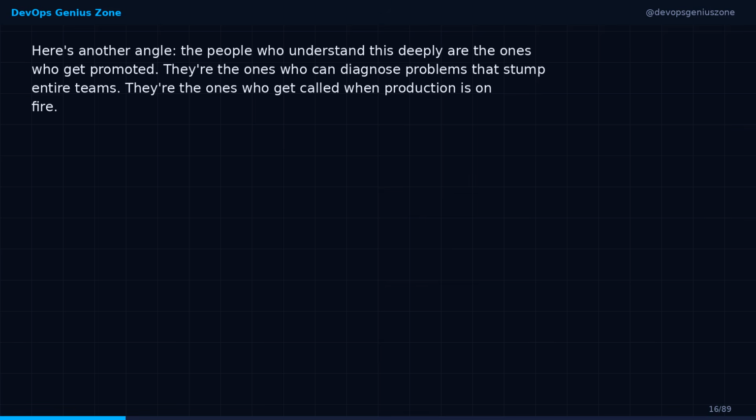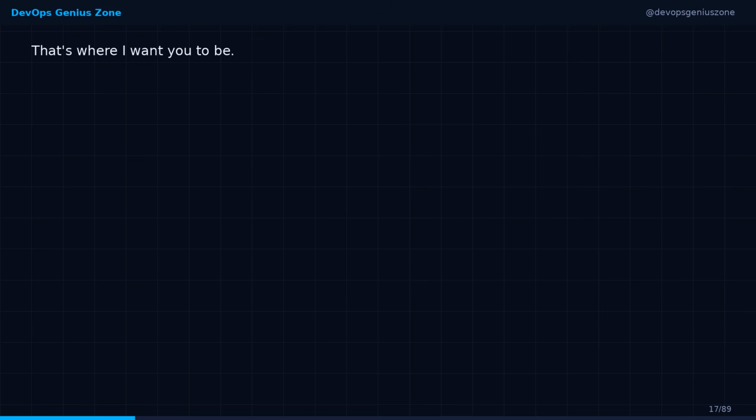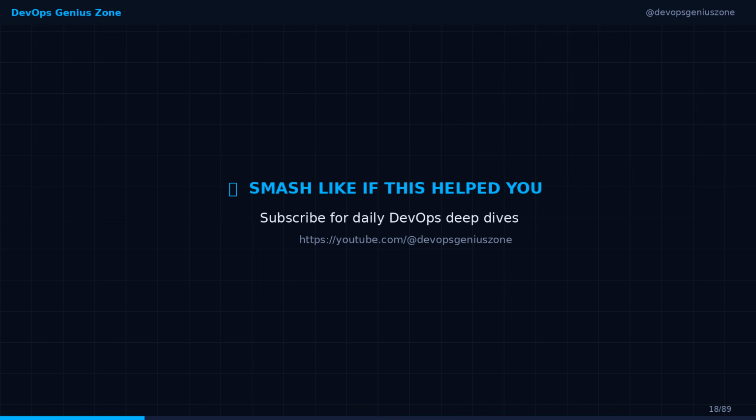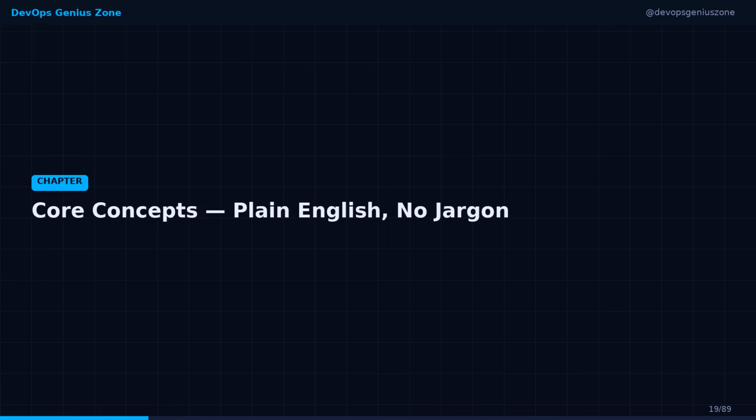I've seen teams cut their deployment time from 2 weeks to 2 hours. I've seen incident response time drop from 4 hours to 15 minutes. This is what Kubernetes cost optimization done right looks like. Here's another angle: the people who understand this deeply are the ones who get promoted. They're the ones who can diagnose problems that stump entire teams. They're the ones who get called when production is on fire. That's where I want you to be.